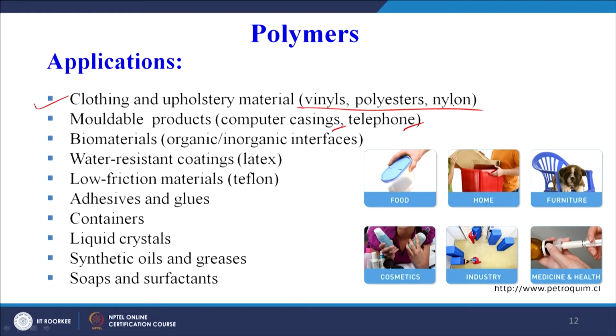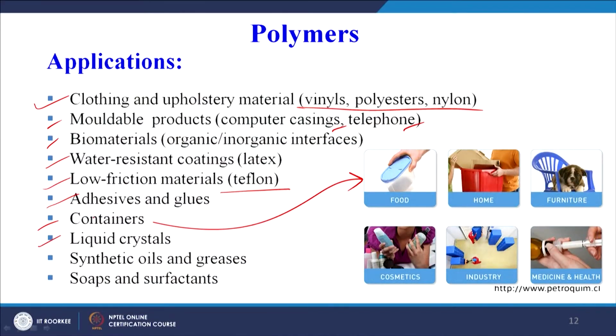Now applications: we see plastics all around us. Three examples I have just given you. They are used for clothing and upholstery, vinyls, polyesters, nylon, moldable products like computer casings, telephones. They are used for biomaterials, water resistant coatings, low friction materials, that is Teflon, adhesives and glues, where many times we use glue to join plastic parts that are broken. Many times to join wooden parts also. Those glues are nothing but polymers.